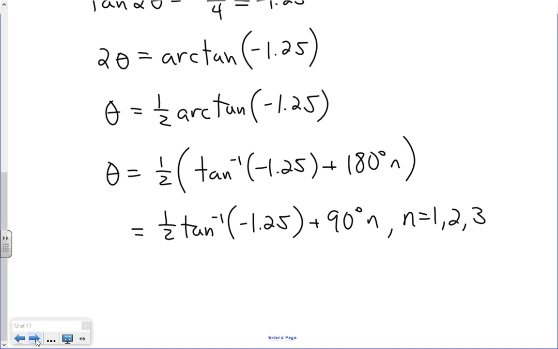All right, and that is the end of the second part here of section 7-4.